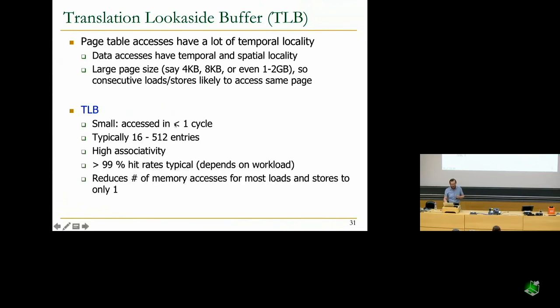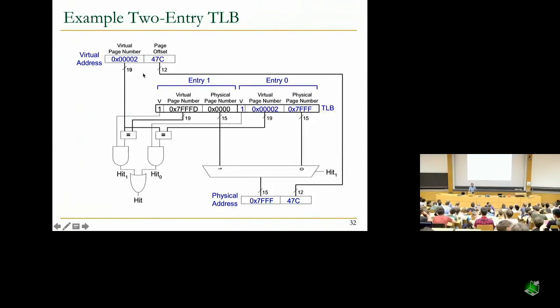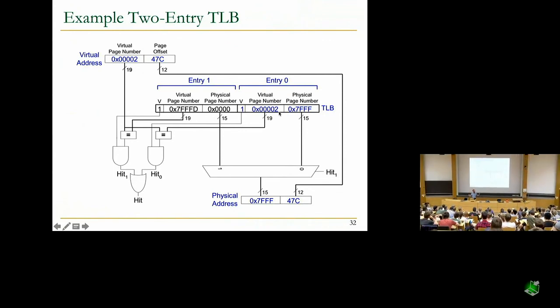The TLB is usually small. It's accessed in 1 cycle. Sometimes it could be longer, but you really want 1 cycle here so that you don't waste time. And it's typically this many entries and so on. Basically, this is one example of a TLB. It's like a cache. It's no different from the caches that we've seen, except it doesn't cache data. It caches page table entries.